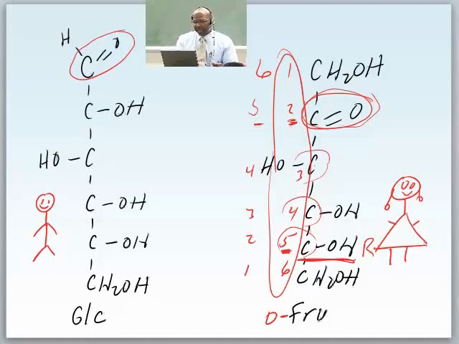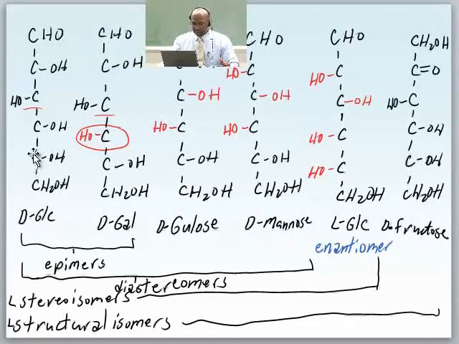Now, glucose and fructose, are these stereoisomers? Are glucose and fructose stereoisomers? Yes. Everyone agree? That makes them structural isomers. I'm asking, are they stereoisomers? Let's look and see. Here we have glucose. Here we have fructose. They are structural isomers because they have the same number of carbons, hydrogen, oxygen.